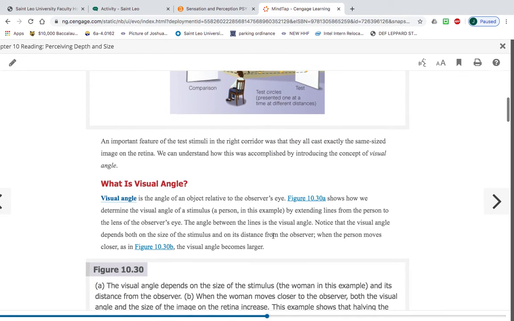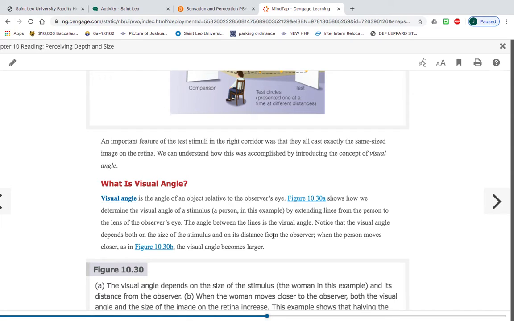All right, so essentially the visual angle is how much of your retina is being stimulated by an object when you're looking at it. The larger the visual angle, the more of your retina is stimulated. The smaller the visual angle, the smaller the amount of the retina that is stimulated. So, one possibility is that we judge size simply by how large the visual angle is.